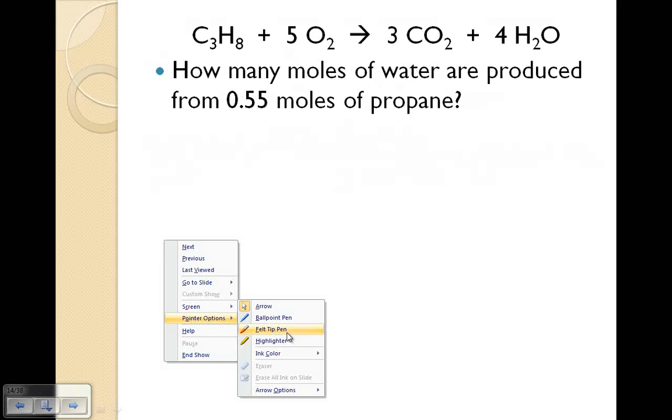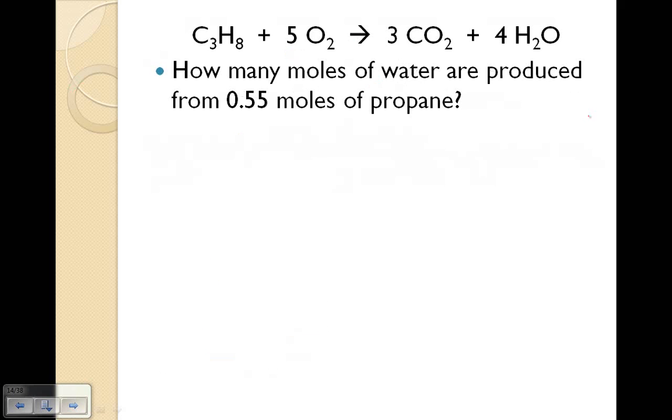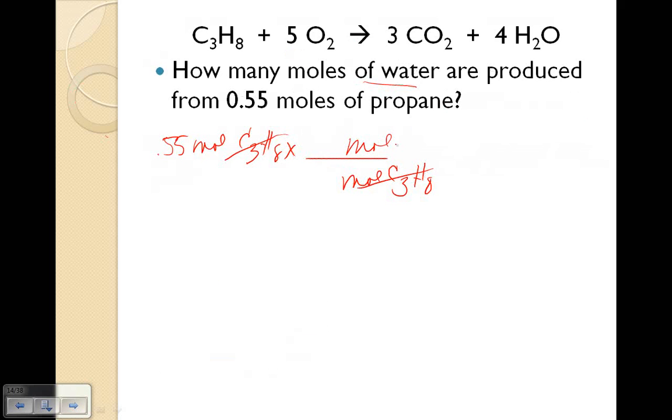Okay, I can also answer this question, which is how many moles of water are produced from 0.55 moles of propane. So I have 0.55 moles of propane, and I put moles of propane down here, so that will cancel. I want moles of water up here, and I want 4 moles of water to just 1 mole of propane. The 4 for the water came from here. If I take that 4 times 0.55, that's 2.2 moles of water. Pretty easy stuff.